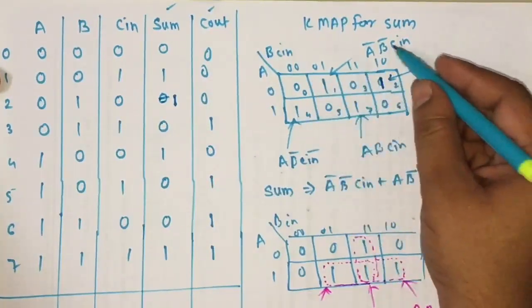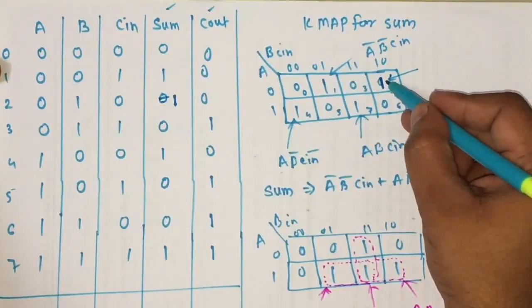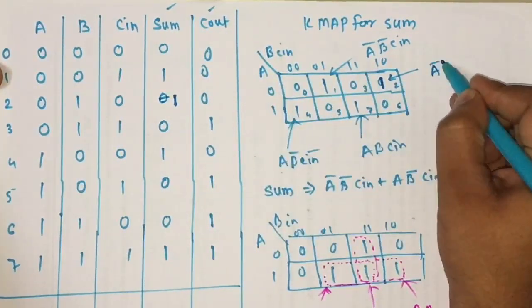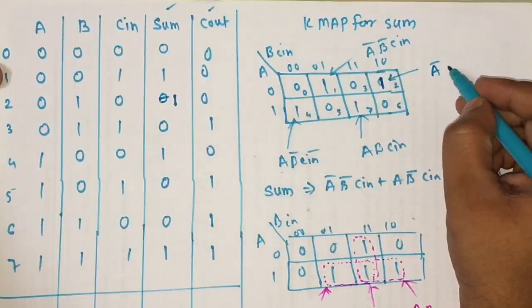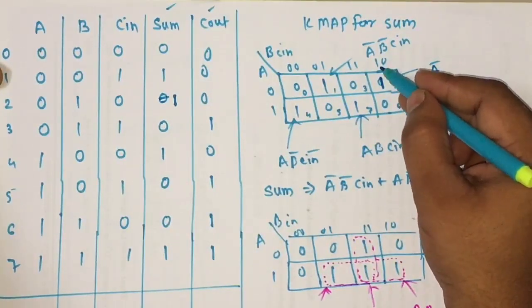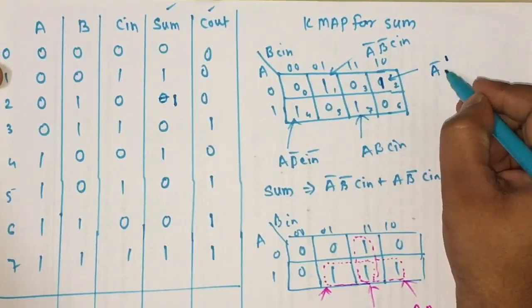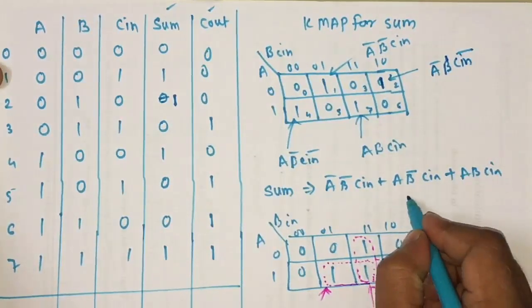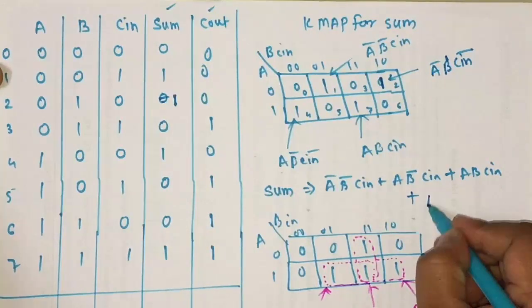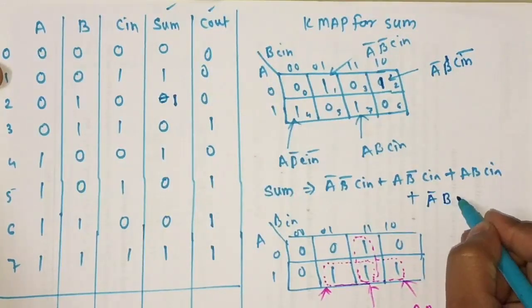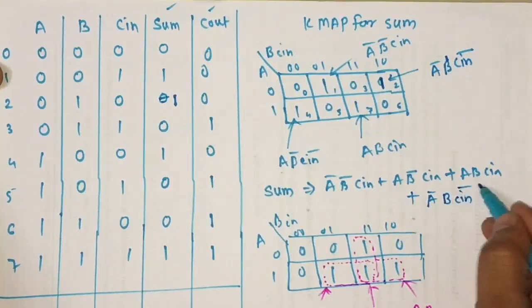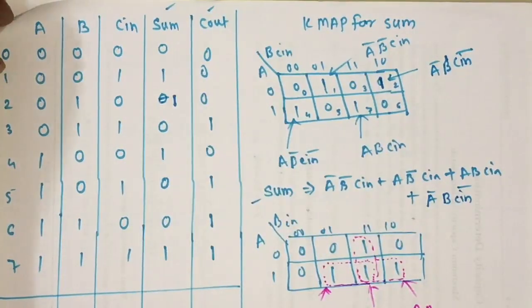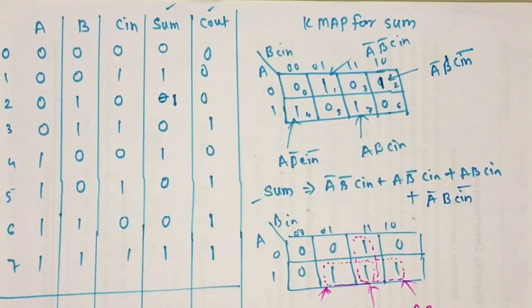For 3 ones we have written the product term. For this single one the term is A bar, and the column values are 1 0, that is B C in bar. So the equation is A bar B C in bar. So that is actually the final equations for sum and carry.